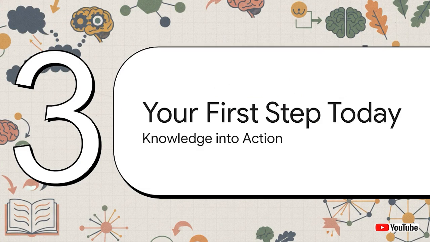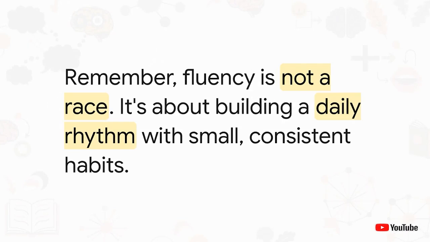All right, we've covered the whole sponge method, from filling it up to squeezing it out. So let's bring it all home. Let's talk about one single actionable step you can take the second this is over. But first, I really want you to remember this. Getting fluent is not a race to some finish line. It's all about building a daily rhythm. Real progress comes from those small, consistent things you do every day, not from trying to be perfect overnight.